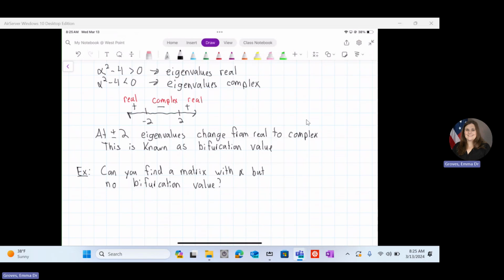Let's keep alpha real for now. You can do it when alpha is real. So I think something you could maybe try is working back from your quadratic equation. That's one way you could approach this.